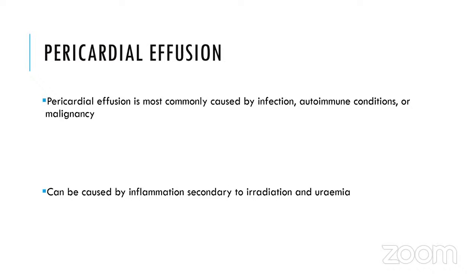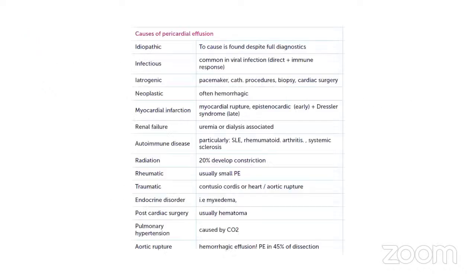Pericardial effusion is most commonly caused by infections, autoimmune conditions, or malignancies. They can also be caused by inflammation secondary to radiation, or uremia in patients with chronic kidney disease. This table lists the different causes of pericardial effusion. So they can be idiopathic, infectious, or iatrogenic, for example, in cases of pacemaker insertion, PCI or catheter procedures, cardiac surgery. They can be due to autoimmune diseases such as rheumatoid arthritis, SLE, systemic sclerosis, post-radiation, and so on.